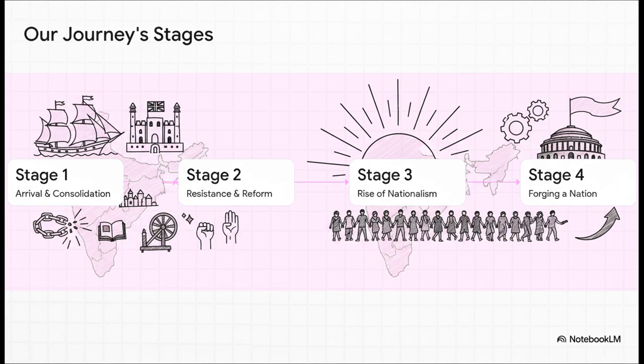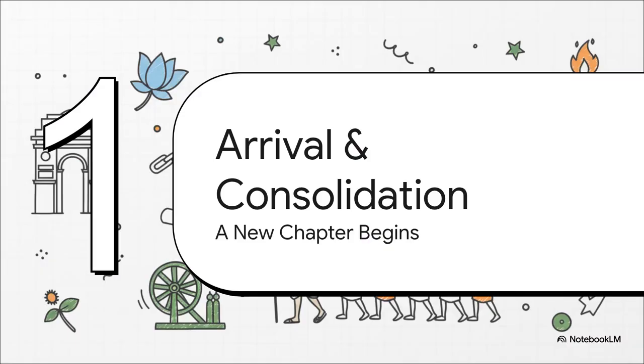So, our journey breaks down into four main stages. First up, the arrival of European powers, and how the British eventually consolidated their rule. Then, stage two, the Indian response, and this is key, through both resistance and reform. Third, we'll look at how that response started to grow and morph into a full-blown nationalist movement. And finally, we'll get to the last really dramatic steps towards forging a new nation.